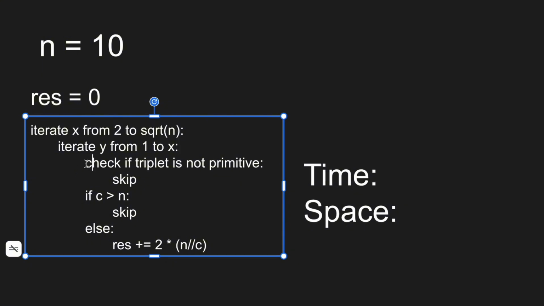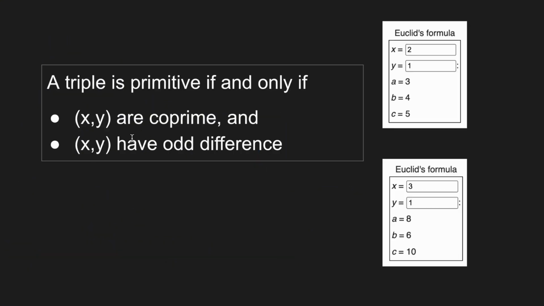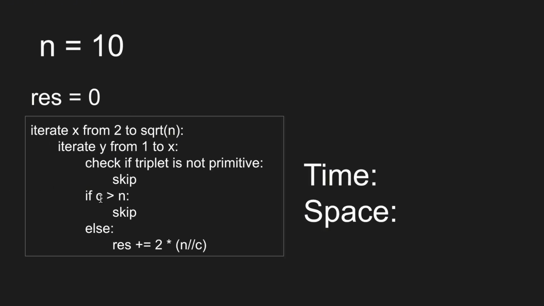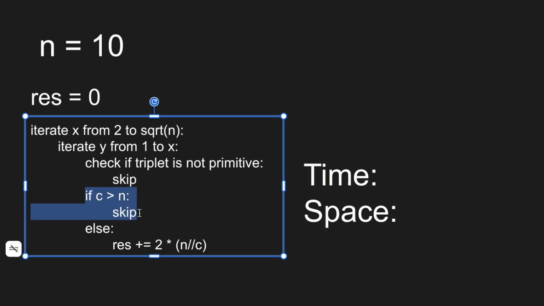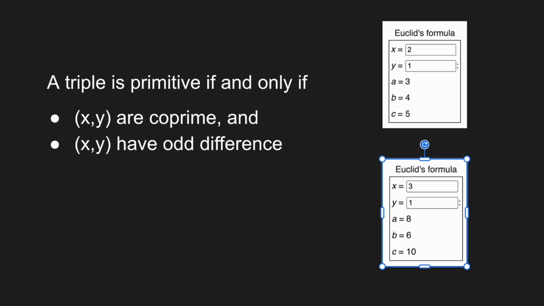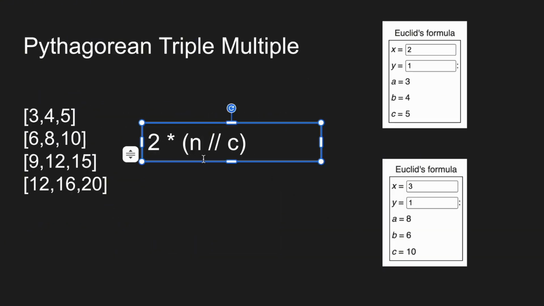And we will check if the triplet is not primitive. So if it's not primitive, it will either have an even difference or x and y will not be co-prime. And next, we will check if C is greater than n. If it's greater than n, then we can just skip it, because if C is greater than the input number, then there's no point of calculating it.